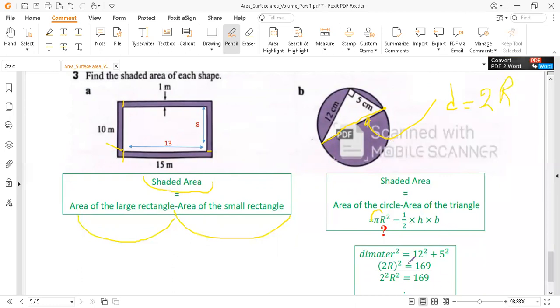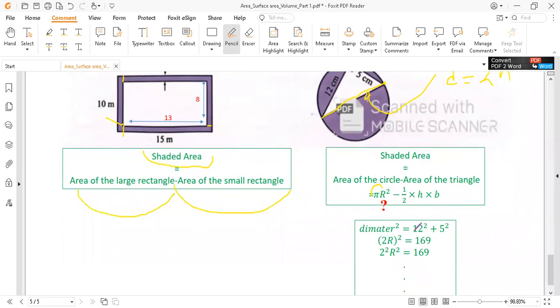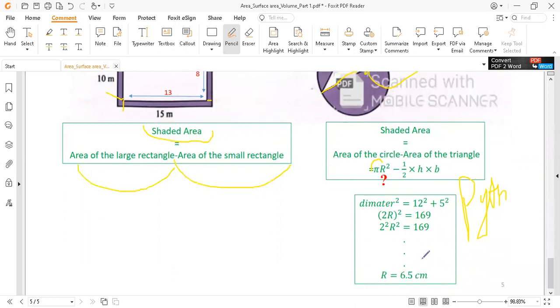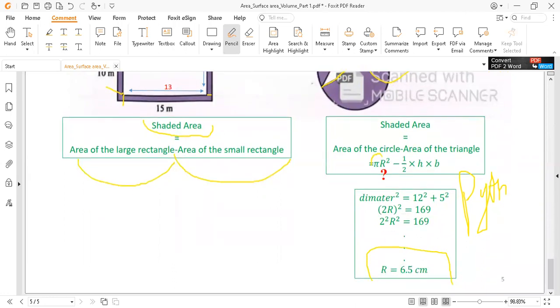Okay, so normally the diameter squared, using the Pythagorean theorem in a right triangle, equals 12 squared plus 5 squared. Okay, it equals the sum of the squares of the other sides. And normally the radius equals 6.5 centimeter. Okay, we can put it here and calculate the final result.